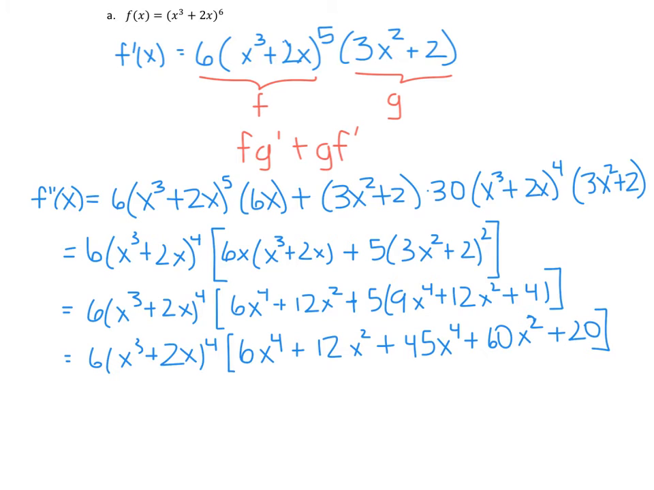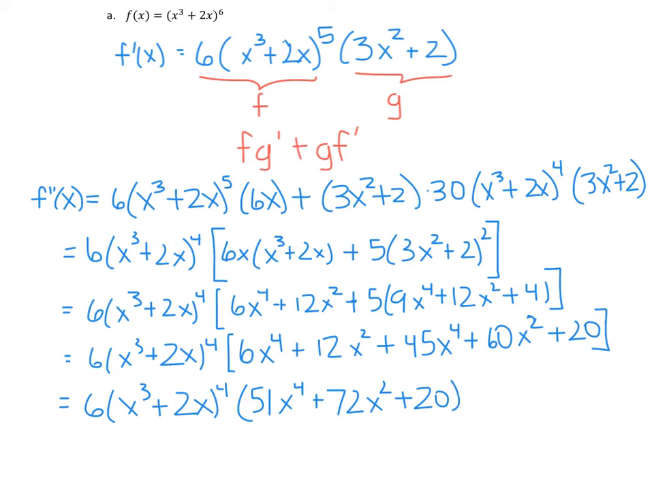Okay, so now let's combine like terms within the brackets here, and we have a 6 times x cubed plus 2x to the fourth times a 6x to the fourth plus 45x to the fourth. It's going to give us a 51x to the fourth. Now combine the x squared terms. We have a 12x squared and a 60x squared to give us a 72x squared. Now combined, and then we're left with a 20. And there is our second derivative.